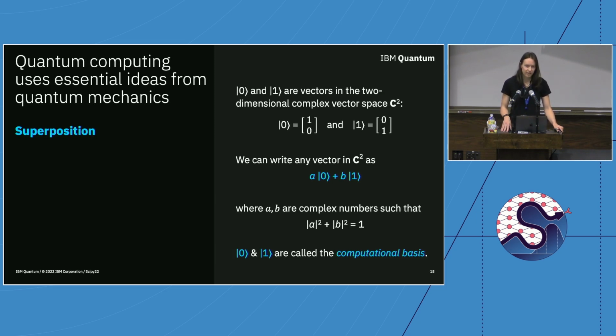The first is this idea of superposition, which I kind of alluded to. With quantum computing, we always talk about these basis vectors called 0 and 1, and they live in this two-dimensional complex vector space. You can write down any state in that vector space as a linear combination of 0 and 1. In the quantum computing field, we usually refer to 0 and 1 as the computational basis, because that is the basis in which we can natively measure the qubits on the hardware.